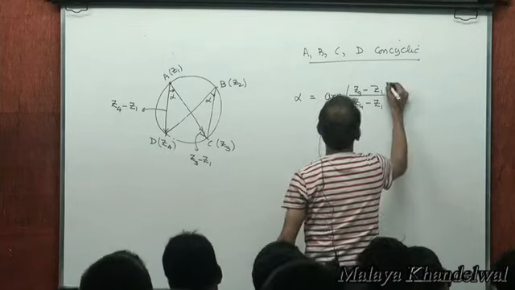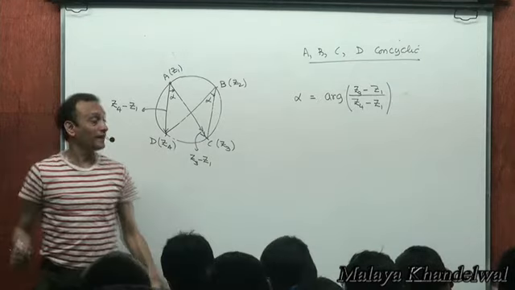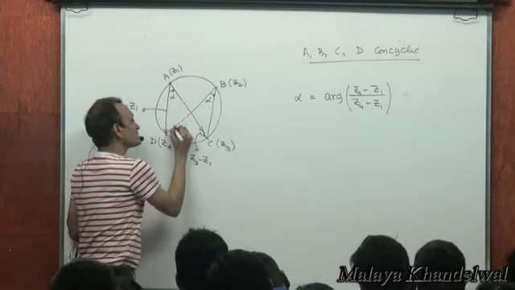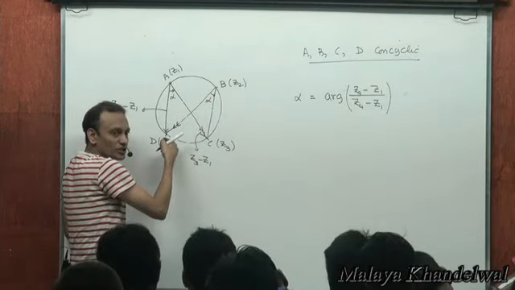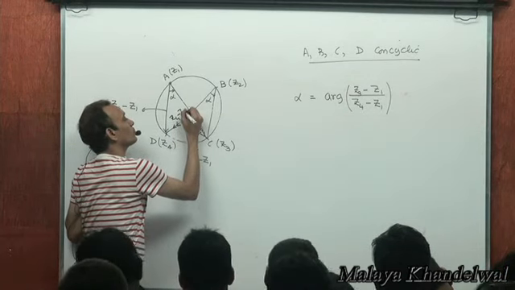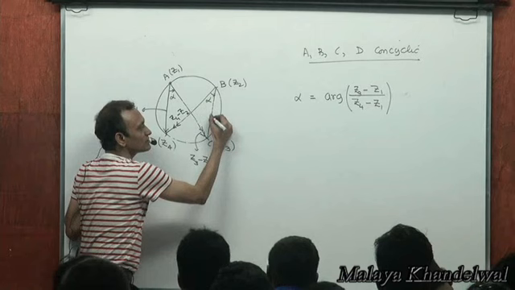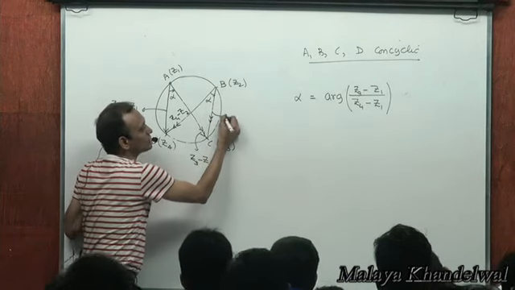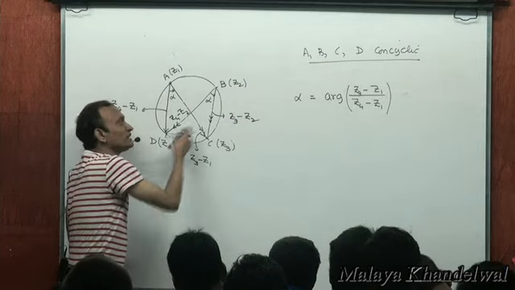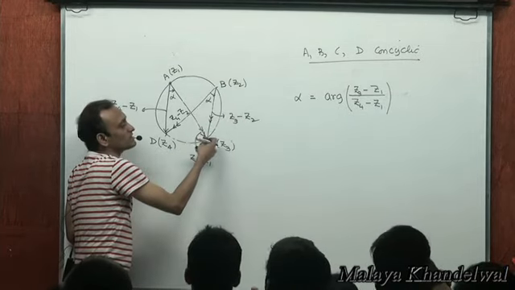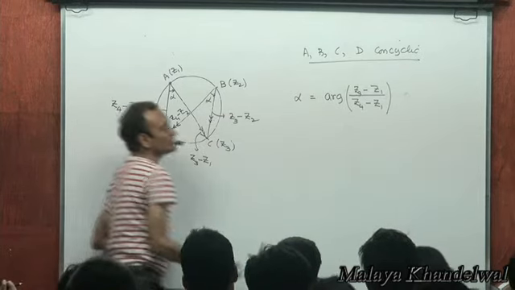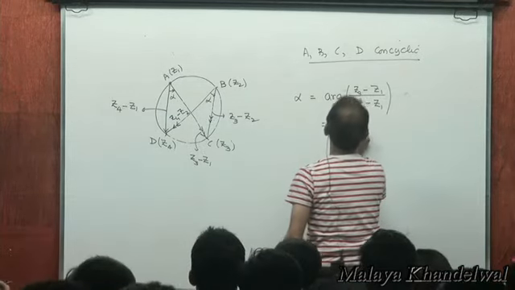Yes or no? And that must be equal to the angle alpha obtained from this. And what is this? Z4 minus Z2. This is Z4 minus Z2. What is this? Z3 minus Z2. So now this vector is rotated counterclockwise by an angle alpha so that it coincides with the numerator vector, which is Z3 minus Z2. So this must be the same as argument.